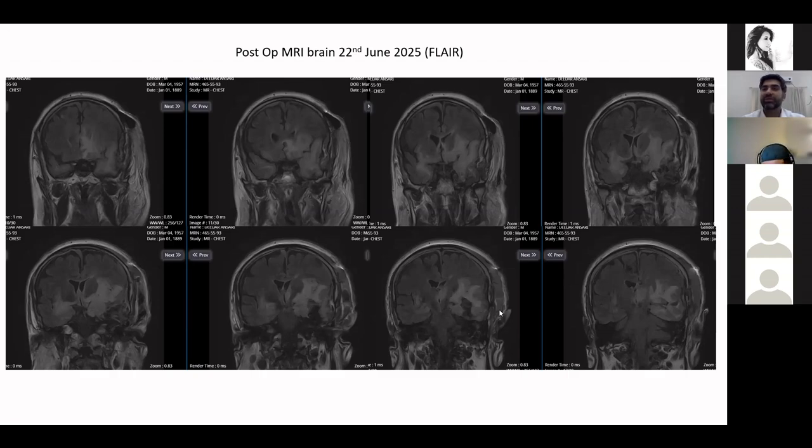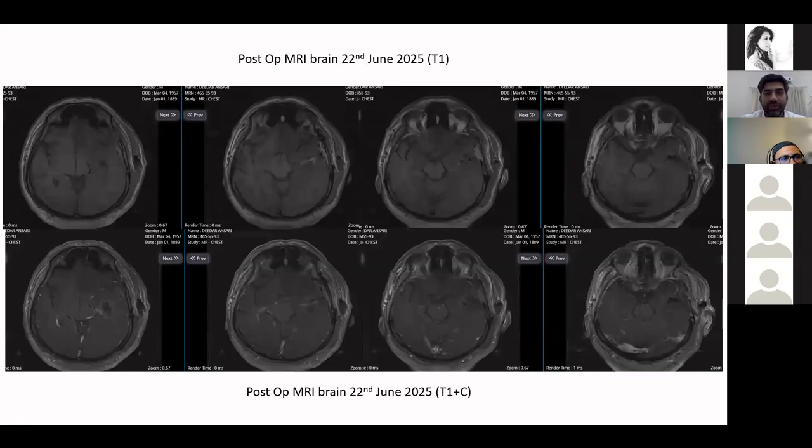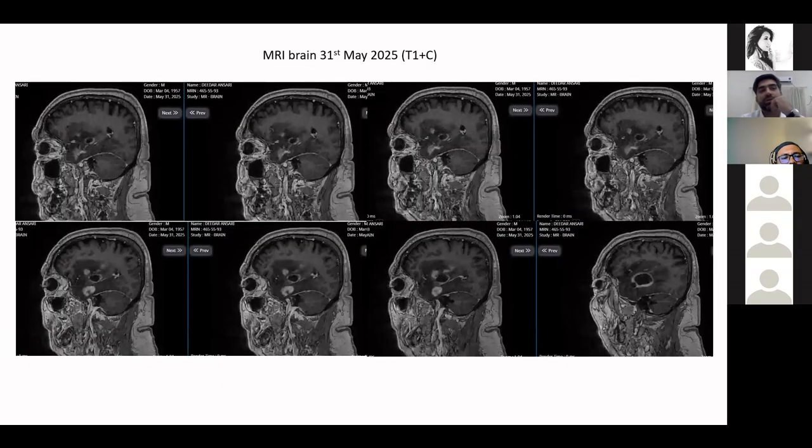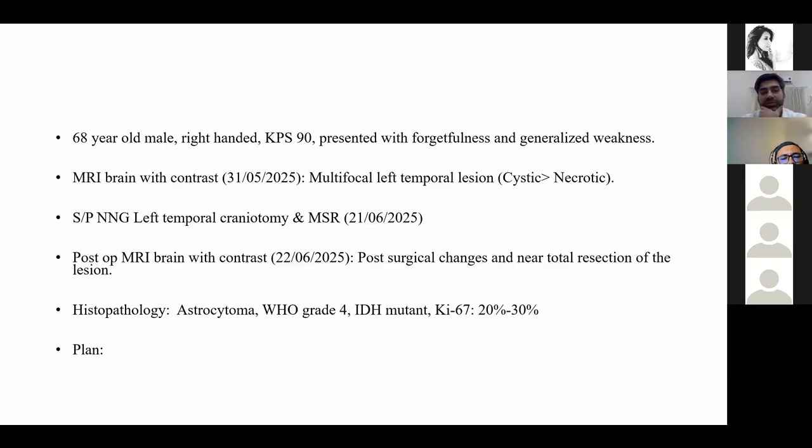Sir, this is a high-grade tumor, so we wanted your opinion for systemic therapy, chemotherapy. I'm sorry, I joined in the middle. How old is the patient? And the biopsy has confirmed it? So it's a 68-year-old male, and the biopsy was astrocytoma, WHO grade 4, IDH mutant.